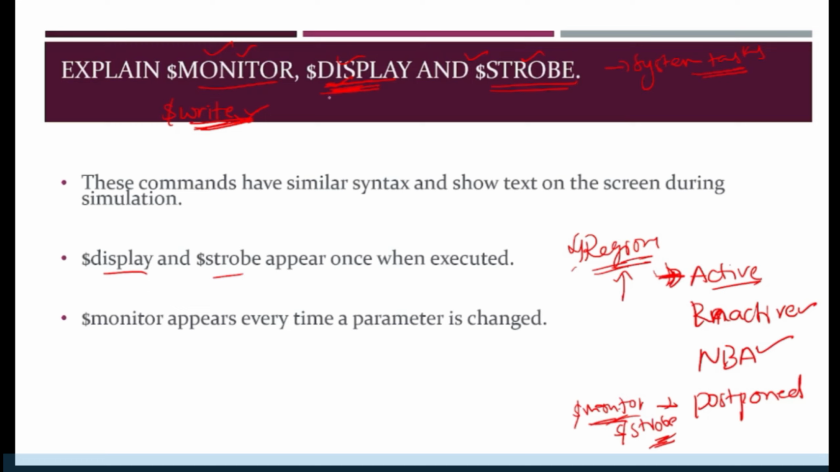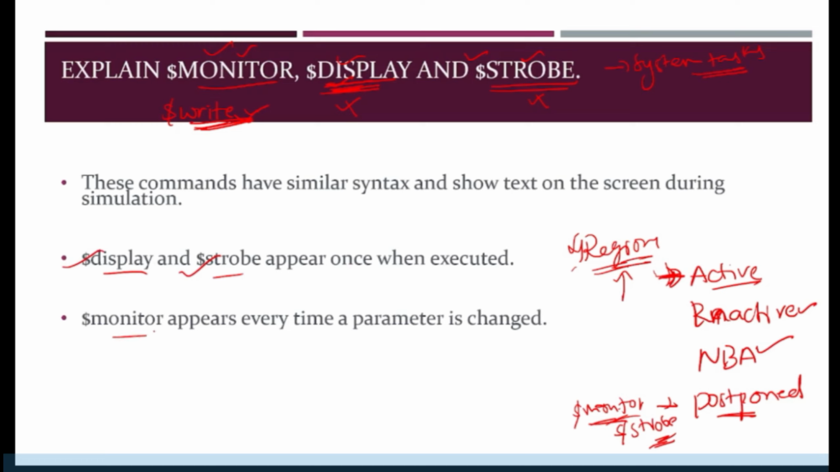Okay, but the difference is that dollar display is executed in the active region and dollar strobe is executed in the postponed region. And when it comes to similarities between dollar display and dollar strobe, both will be executed only once. That means when you want to display the inputs only once, then you should put them in either dollar strobe or dollar display.